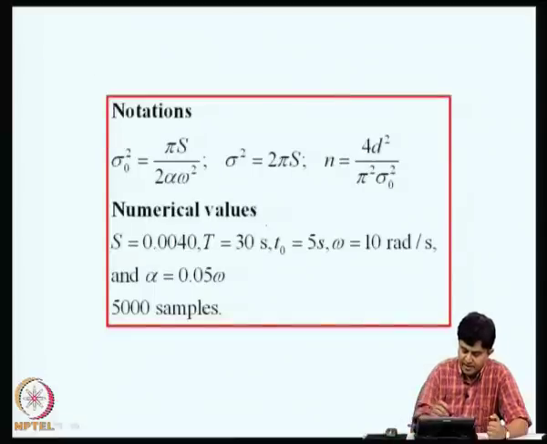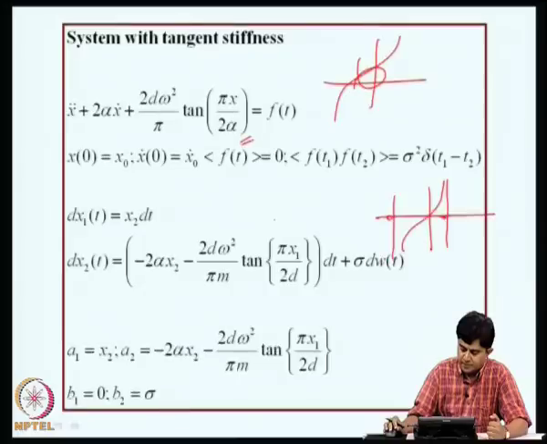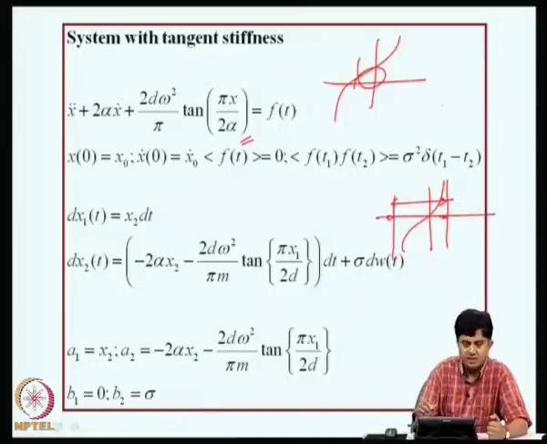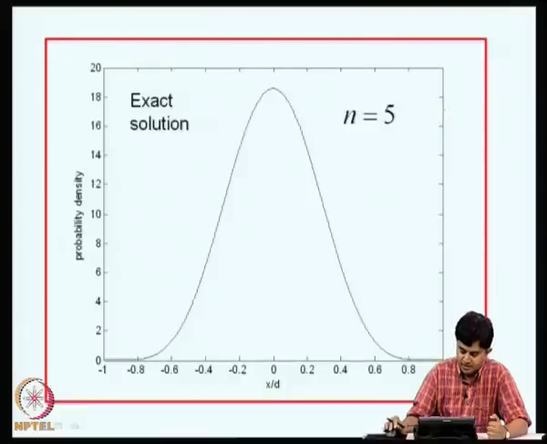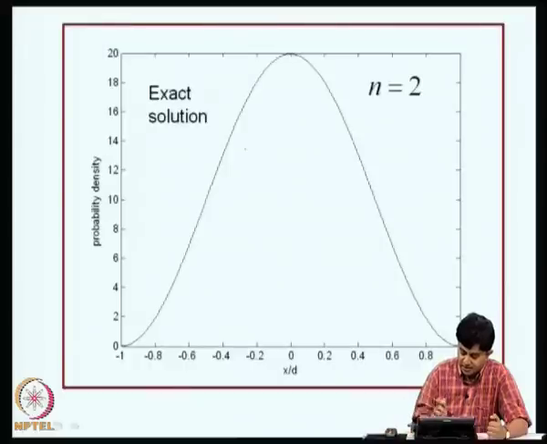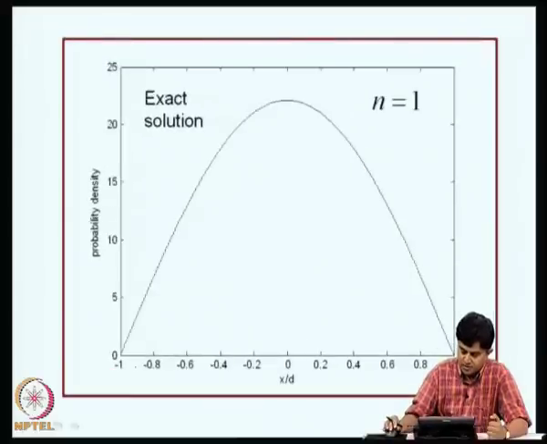There is a parameter n which basically describes this distance. If displacement crosses this, it encounters enormously high stiffness. For n equal to 5, the distance is very large, so the response is almost Gaussian. This is the exact solution. As n becomes smaller, the response is bounded between -1 and +1, and still smaller, it is highly non-Gaussian. These are exact solutions.